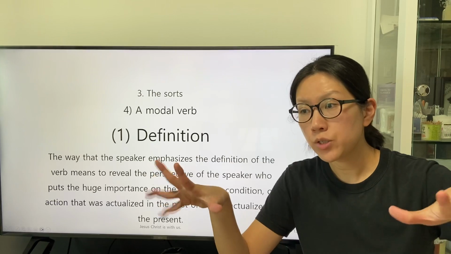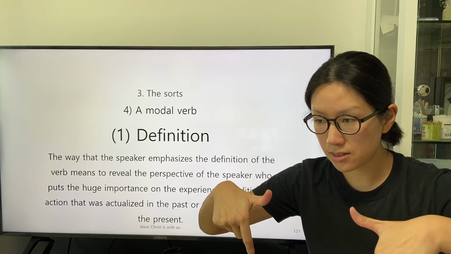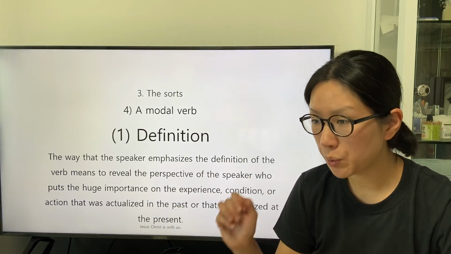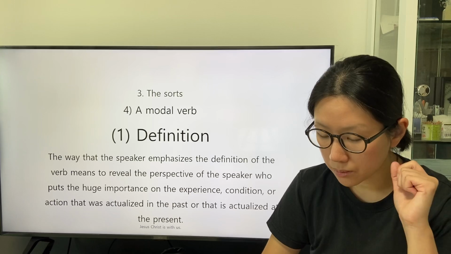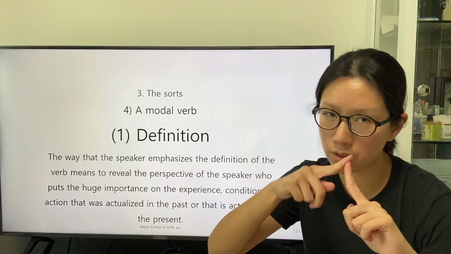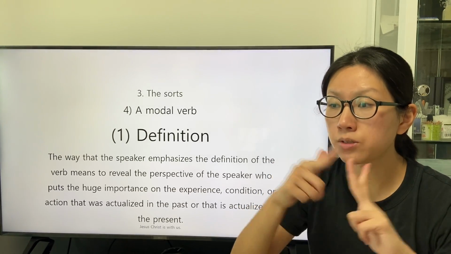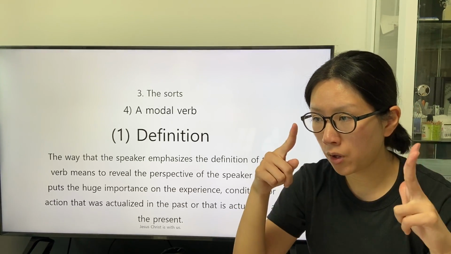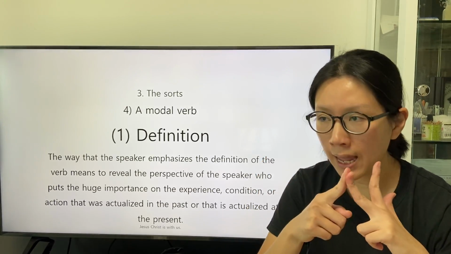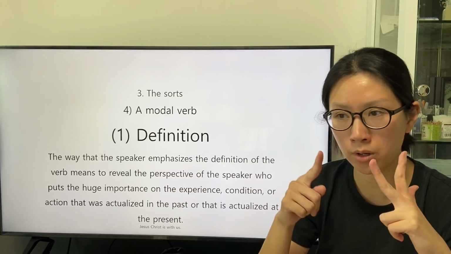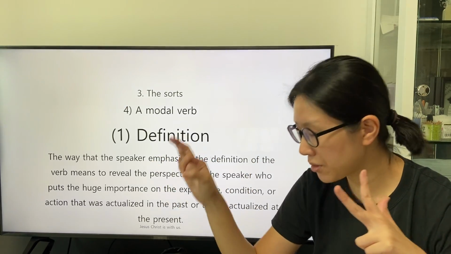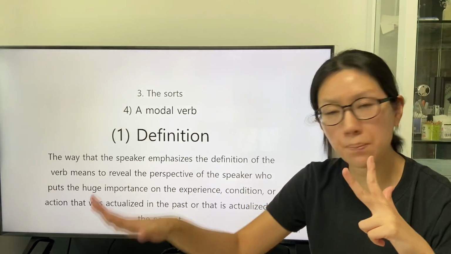The modal verb to reveal the emphasis of the speaker for the definition of the verb reveals the second role of a verb, that is to reveal the tense of the clause. The modal verb also reveals the information about the subject with a number and whether the subject participates in the conversation with the speaker and the listeners at the present.